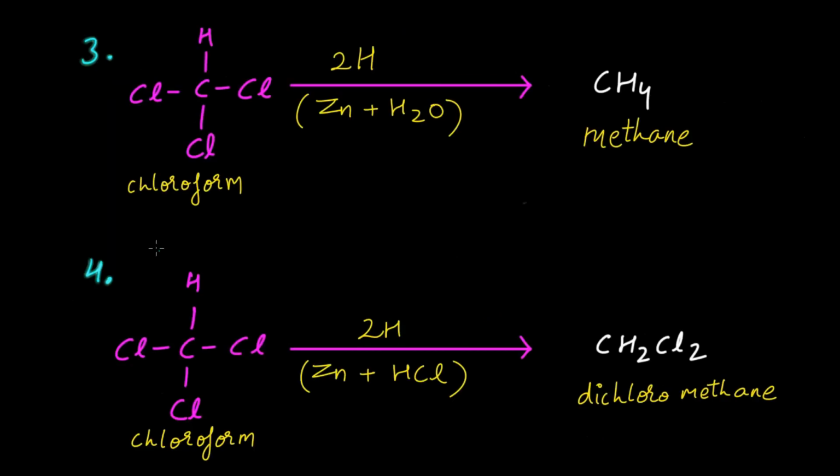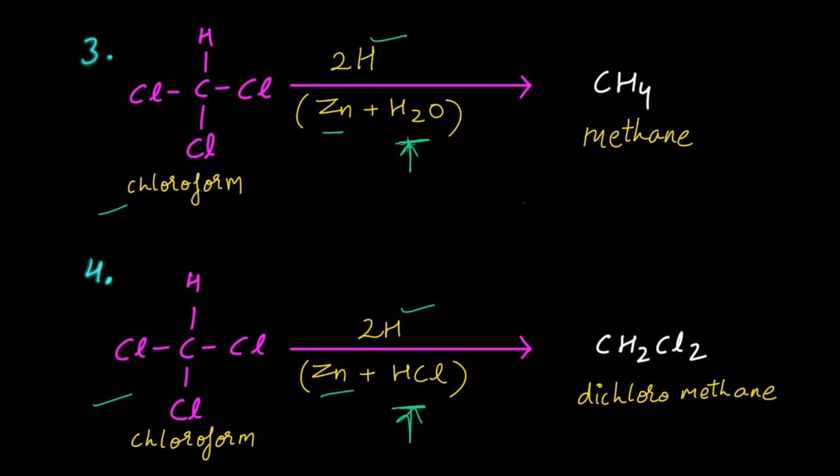Now look at the third and fourth reaction together. In both the cases the reactant is chloroform. In both the cases the reagent is also nascent hydrogen. But the only difference is zinc is also there. The only difference is in the first case the medium is aqueous and in the second case the medium is acidic. So you can say that in here the medium is neutral and in this case the medium is acidic.